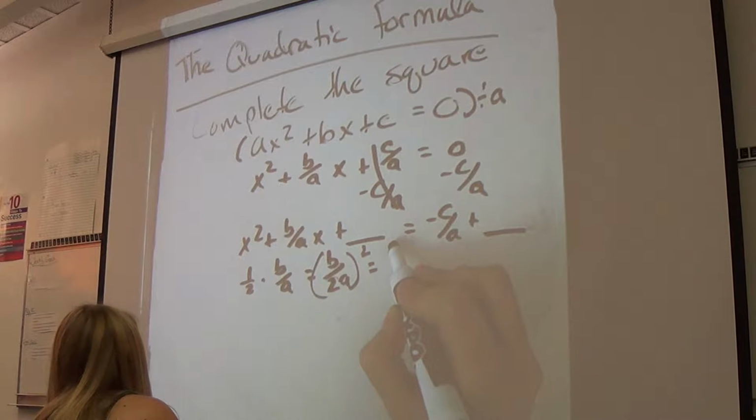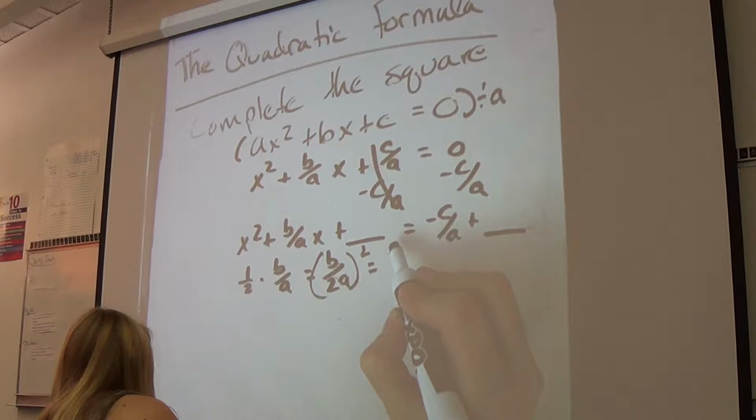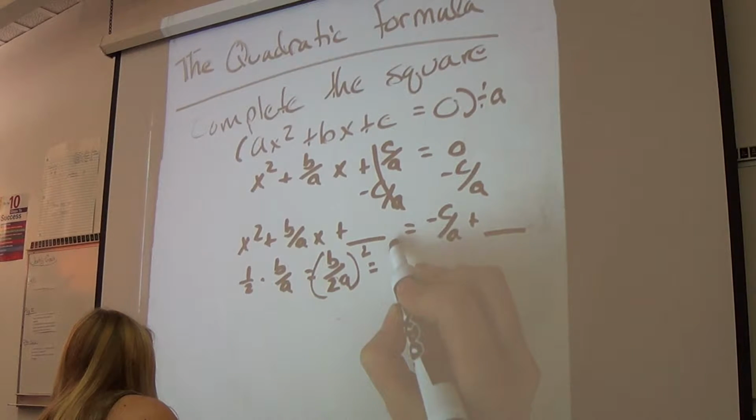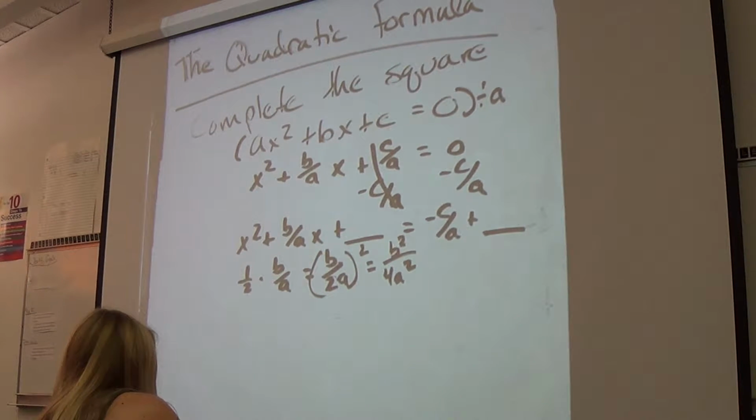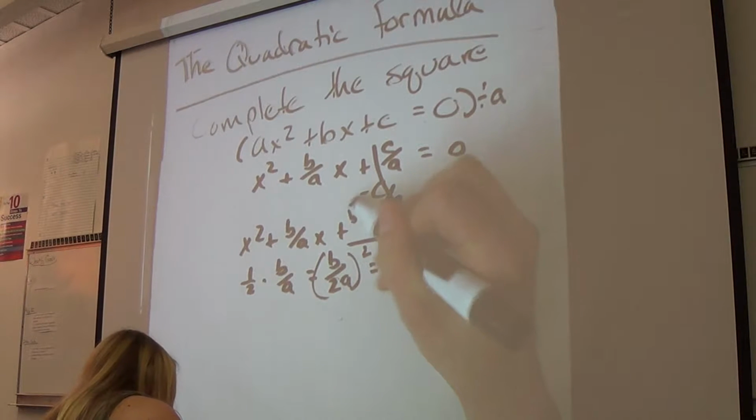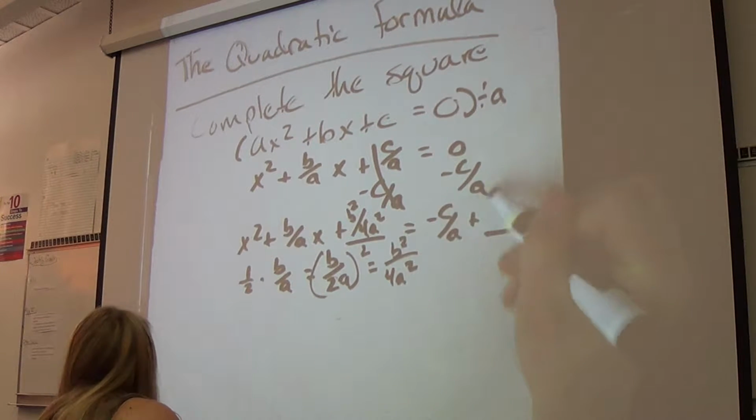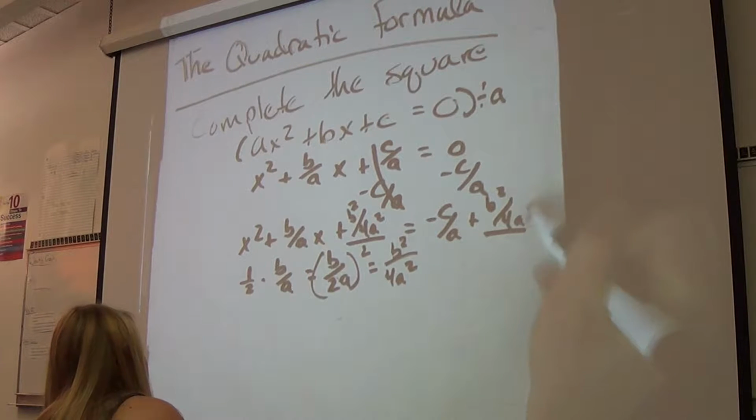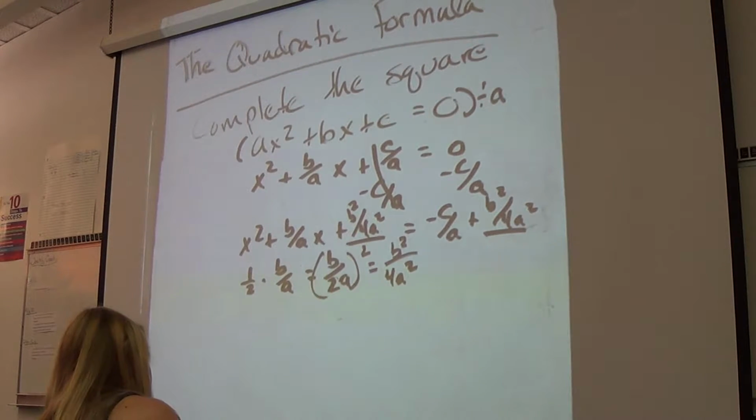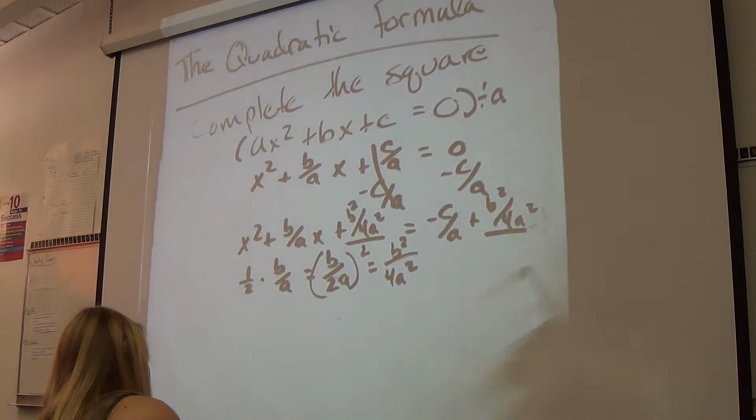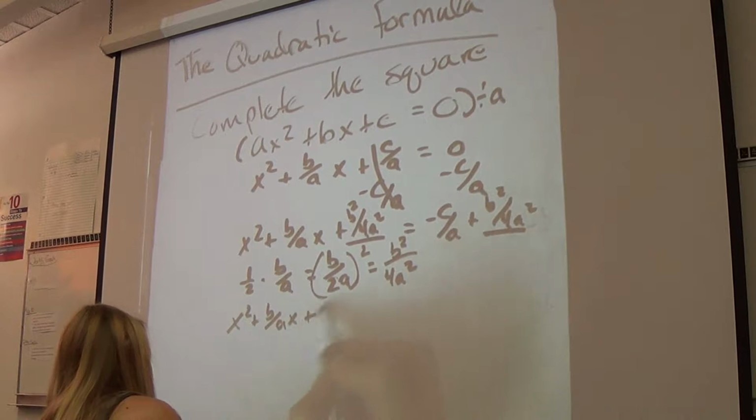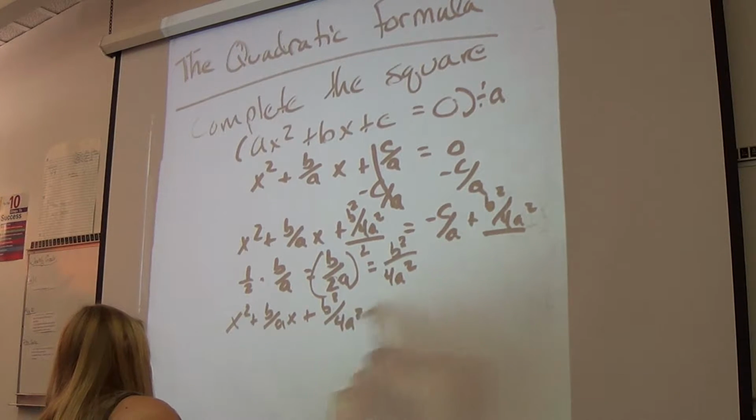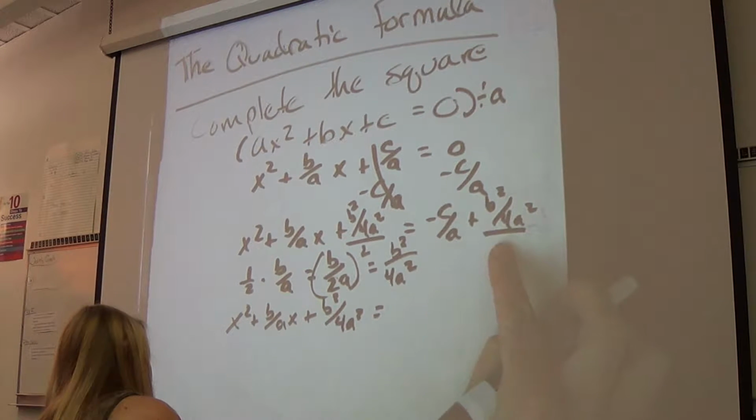B squared over 4A squared. Perfect. B squared over 4A squared. All right, so that crazy number, we are going to add to both sides. Now, I'm going to just rewrite this left-hand side because I'm not going to touch it yet. I have this fraction over here I have to deal with.